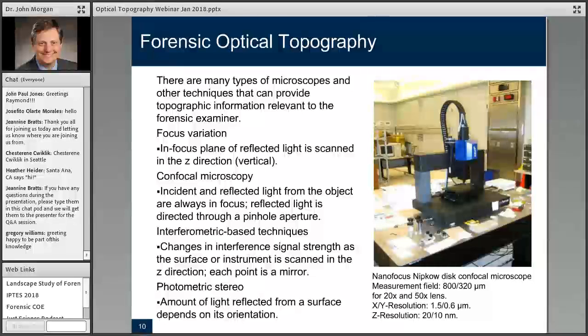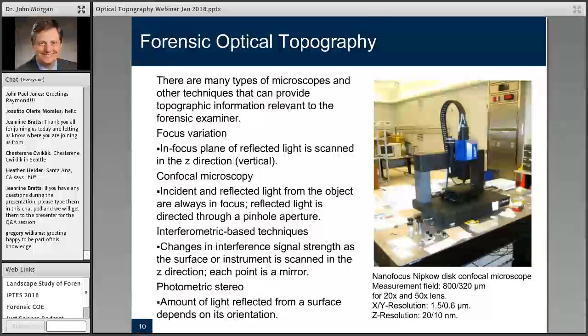The third one is interferometric-based techniques. For those of you who know about Cadre Forensics, that is an interferometric-based system, but the BrassTRAX system is also an interferometric-based technique. I'm sorry, photometric stereo is what the GelSight is. In photometric stereo, the amount of light that is reflected from the surface depends on its orientation. So imagine each point on a surface is like a mirror, and if it's higher or lower or oriented at a slightly different angle, then the amount of light is going to change, and photometric stereo relies on that.